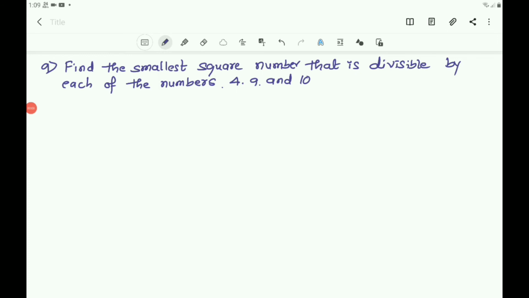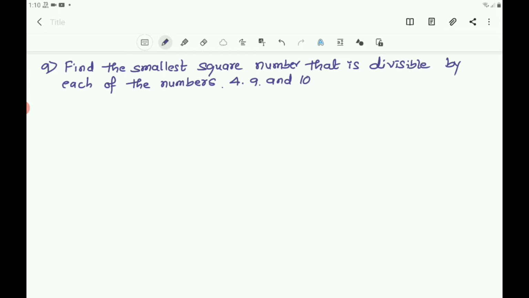Now question number 9. Find the smallest square number that is divisible by each of the numbers 4, 9, 10. Here we have to find the smallest square number divisible by all these 4, 9 and 10. First let us find the least common multiple of 4, 9 and 10. Then, by multiplying that number by the smallest whole number, we will get the product as a square number which is divisible by 4, 9 and 10.